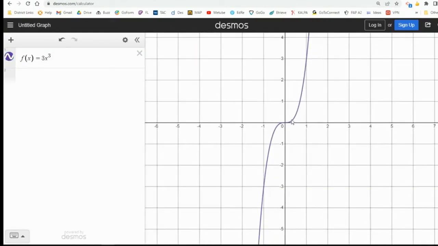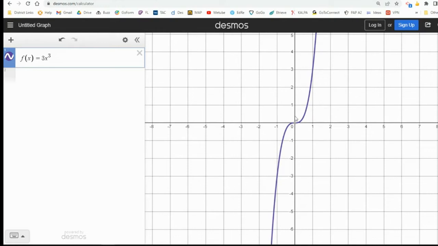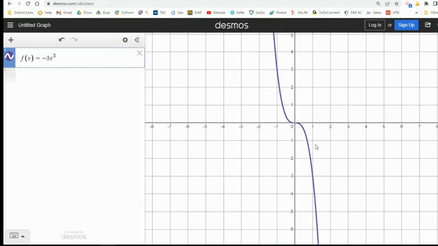At the right end over here, as x approaches infinity, as x gets bigger and bigger, the function gets bigger and bigger. So it approaches infinity. But as x approaches negative infinity, as x is going this way, it's going to negative infinity. So the right end goes to infinity, the left end goes to negative infinity. But if we have a negative coefficient, it's a negative 3x, it's just the opposite. Now as x is going to infinity, the function is going to negative infinity, but as x is going to negative infinity, it's going to positive infinity.